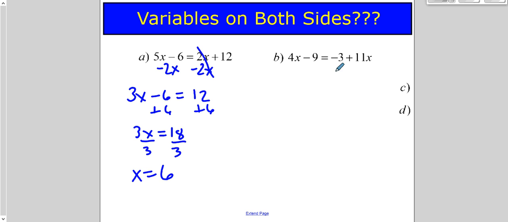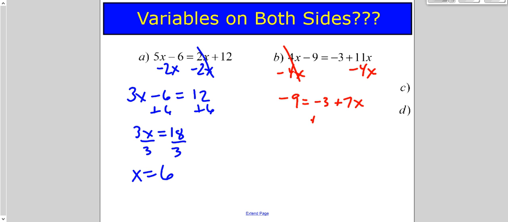All right, so if I was going to move this, I can see I have a 4x over here and an 11x over here. Now, it doesn't matter if I bring the 11x over here or the 4x over there. It's kind of the same thing anyways. So I'm going to actually bring the 4x onto the other side just to show you that it's the same. I'm going to subtract 4x from each side because 4x minus 4x is just 0, leaving me with a negative 9. And then positive 11x minus 4x is 7x.